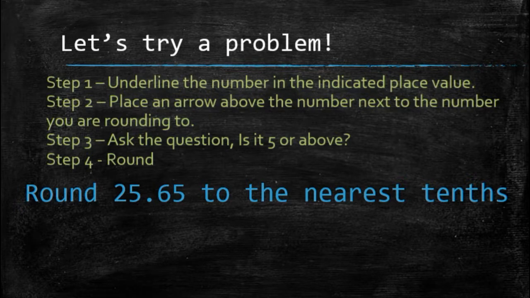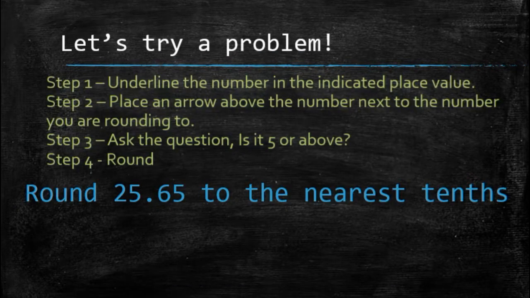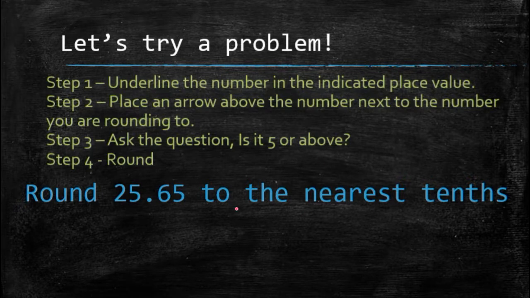All right, so it's asking us here to round 25.65 to the nearest tenths. So we're going to reference our chart here. Which one is the tenths? We know the tenths is the first digit after that decimal place. Okay, so I'm going to go ahead and underline that number. And that would be the 6.